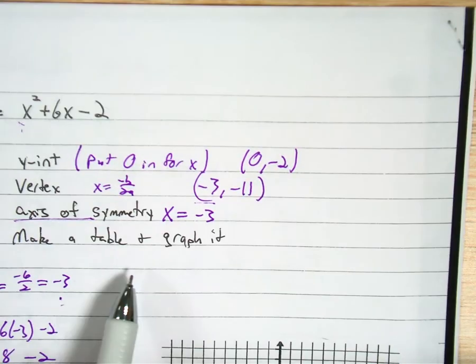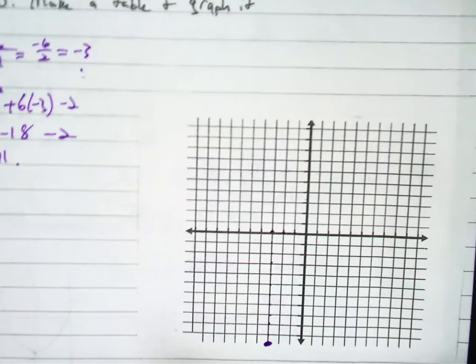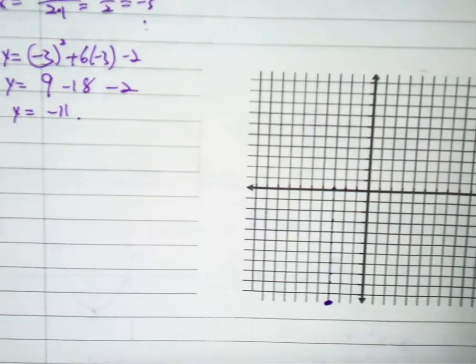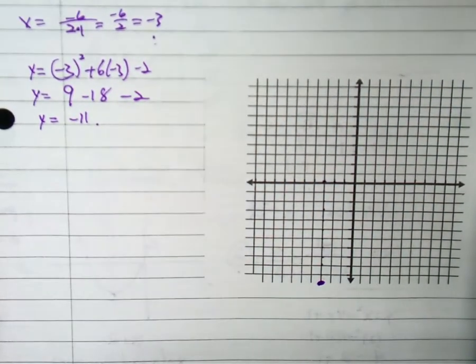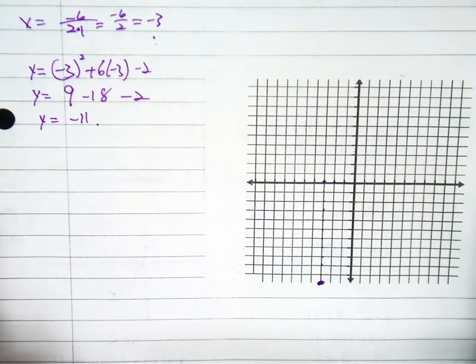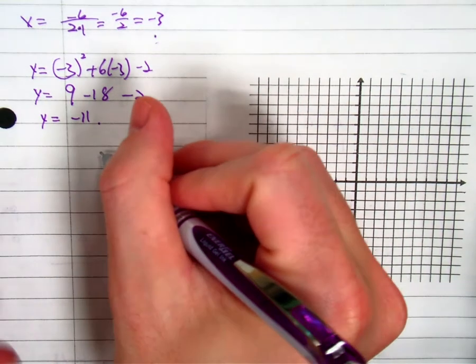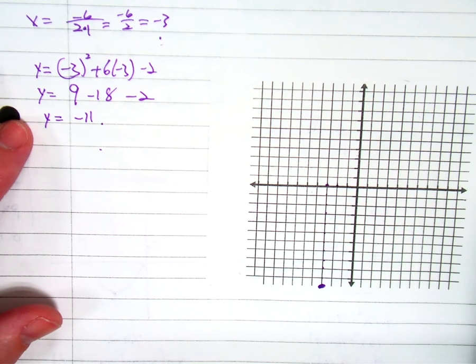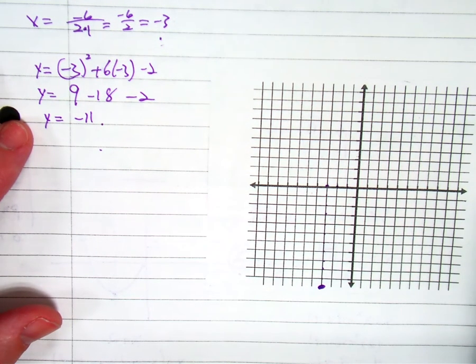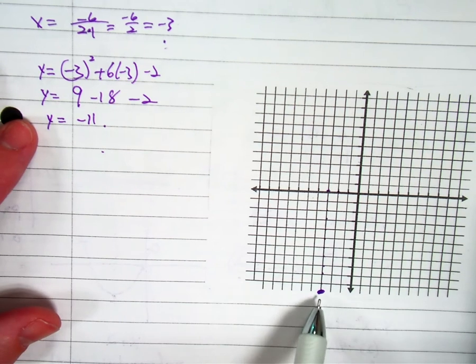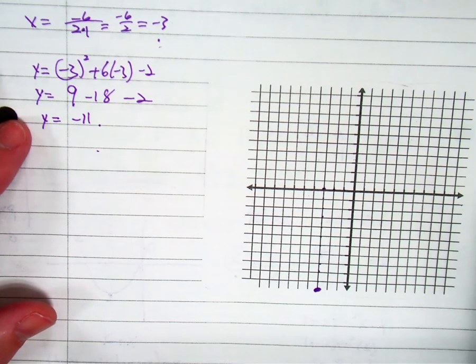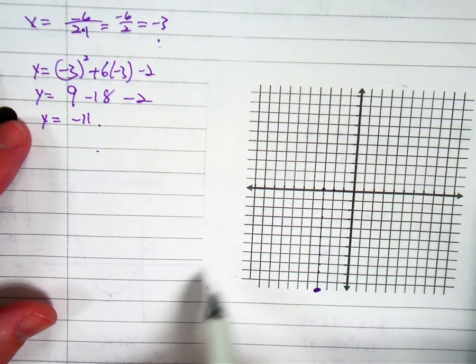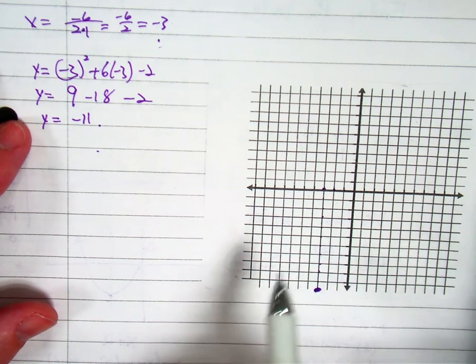All right, make a table and graph it. So for this first lesson, we want to make a table. What we want with a parabola, we want to try to have 5 points. Sometimes on a quiz or a test, 5 just isn't going to fit on the graph, and then it's okay to have 3. The vertex and then 1 on each side. But for homework, we want to try to get 5 points on there. The vertex and 2 on each side.